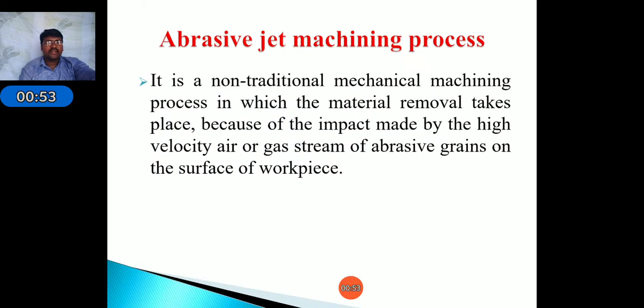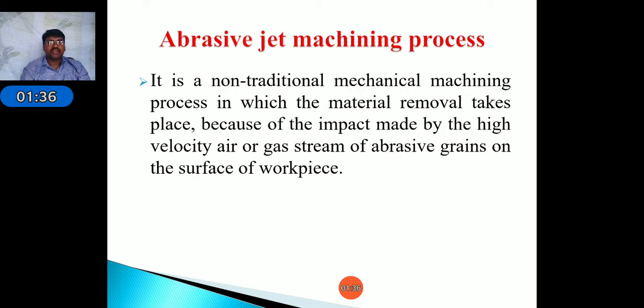Here, it is a non-traditional mechanical machining process in which material removal takes place because of the impact made by a high velocity air or gas stream of abrasive grains on the surface of the workpiece. During the process, we have to supply compressed air, known as the carrier gas, and abrasive particles. These are the micro tools. They touch the workpiece by applying compressive force with the abrasive materials.